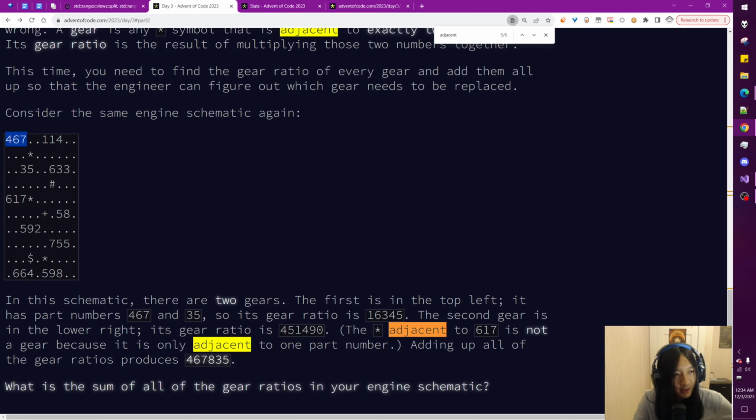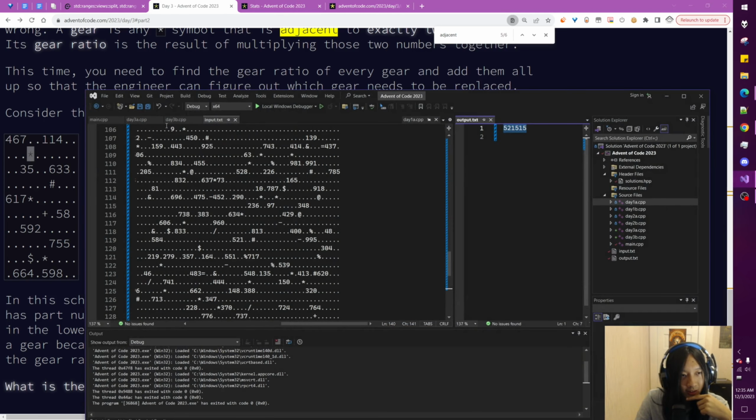We could say that every number keeps track of the coordinate of the symbol it's next to, and we could have a set union of all of the numbers with the same symbol coordinate that is a star, and make sure that the set size is 2, and if it is, multiply them together and add them. Is this harder than I think?